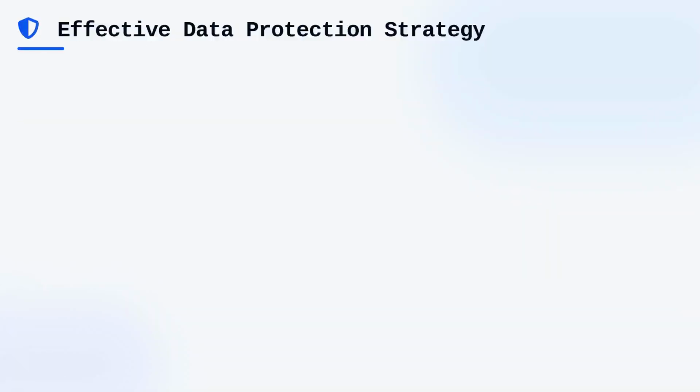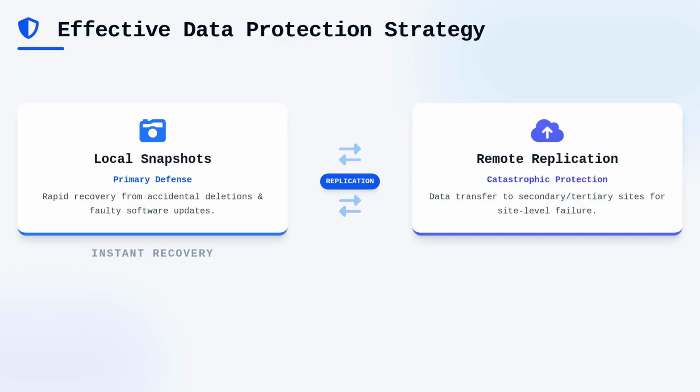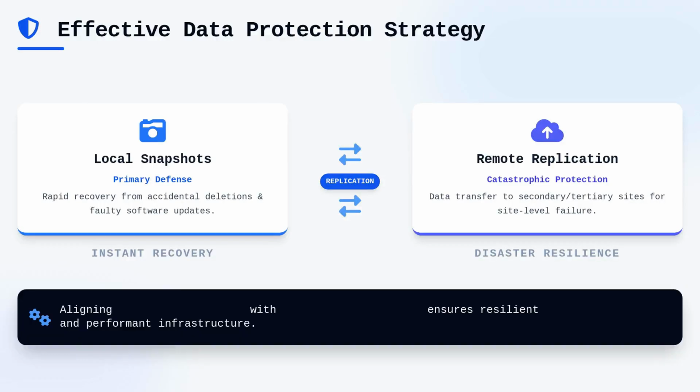Effective data protection requires a rigorous assessment of both local and remote recovery needs. Local snapshots serve as our primary defense, offering rapid recovery from accidental file deletion or faulty software updates. Remote replication, which involves the transfer of this data to a secondary or tertiary site, provides the necessary protection against catastrophic site-level failures. These mechanisms together form the backbone of a comprehensive disaster recovery plan, allowing us to orchestrate failover operations with confidence.